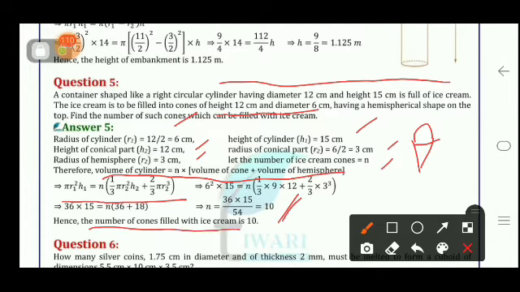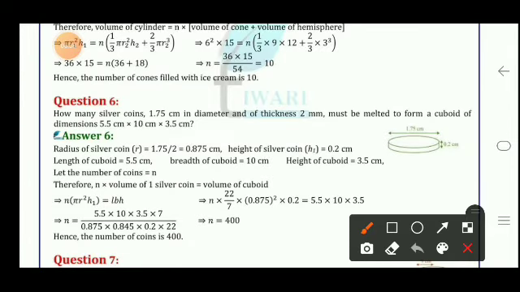Then in question number 6, it is given: how many silver coins of 1.75 cm diameter and thickness 2 mm must be melted to form a cuboid of dimensions 5.5 cm into 10 cm into 3.5 cm. We can see the shape of a coin is also cylindrical, so the volume of the cylinder will be pi r square h. Here the thickness will be its height, given as 2 mm, which converted into centimeters is 0.2, and the diameter is 1.75, so the radius will be 1.75/2.